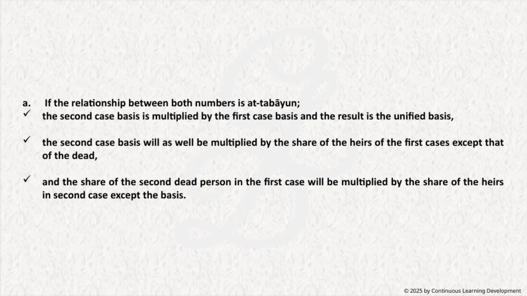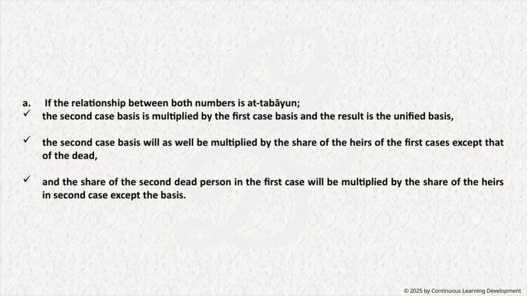Let's take a closer look at this slide. When the relationship between the two numbers is at-tabayun, or clear, straightforward, we approach the calculation differently. In this case, we multiply the second case basis by the first case basis, and the result gives us the unified basis. This essentially means we're combining the two bases into one, based on their clear relationship.